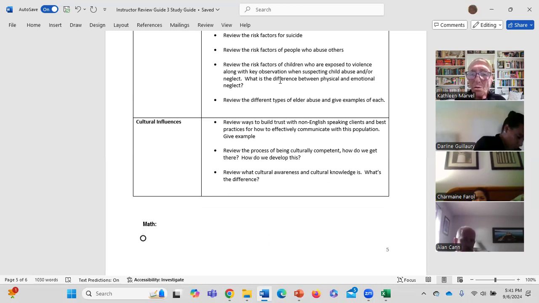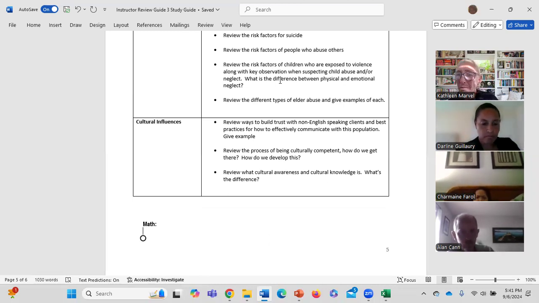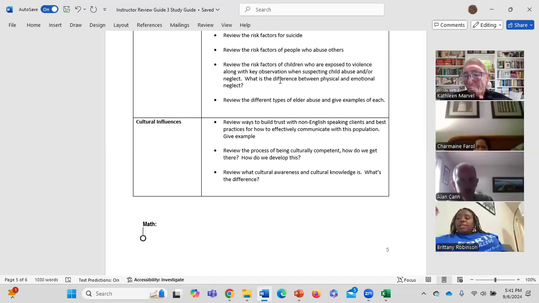What does it mean to be culturally competent? How do we get there? What's the first part of cultural competence? The first part is cultural awareness. What's cultural awareness? Being aware of your own situation, of your own beliefs. Exactly, Brittany. You've got to do your own self-assessment.